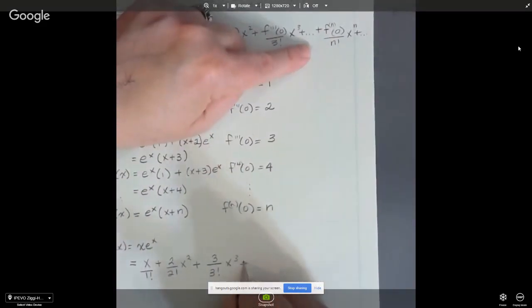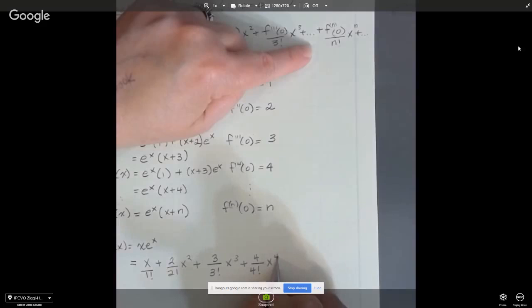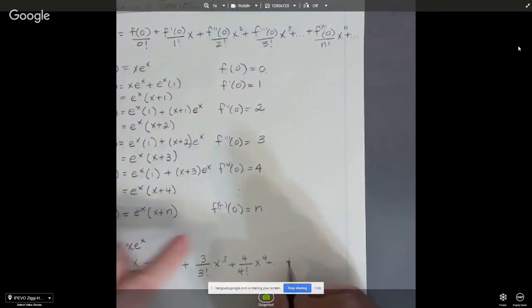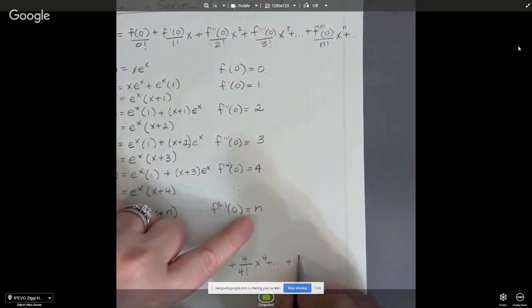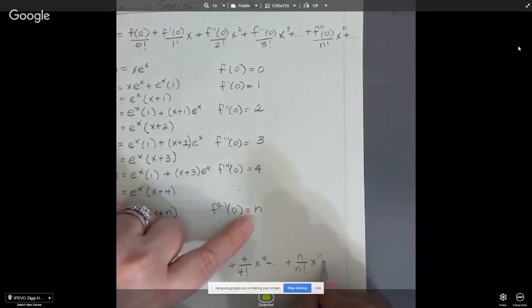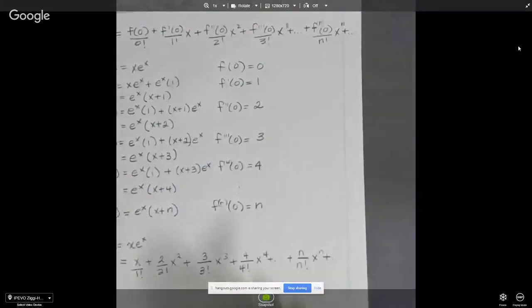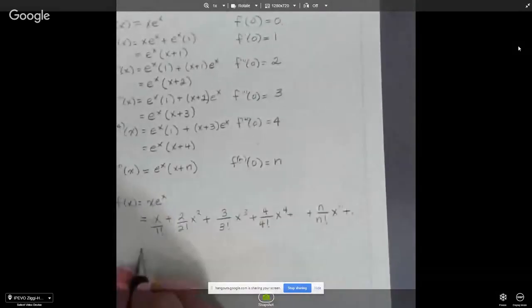And since we have the fourth derivative, let's do that. That would be 4 over 4 factorial x to the fourth plus dot, dot, dot, plus, and then I can use n over n factorial x to the n plus dot, dot, dot. And so I think I've got that right, but we could simplify this a little bit now.